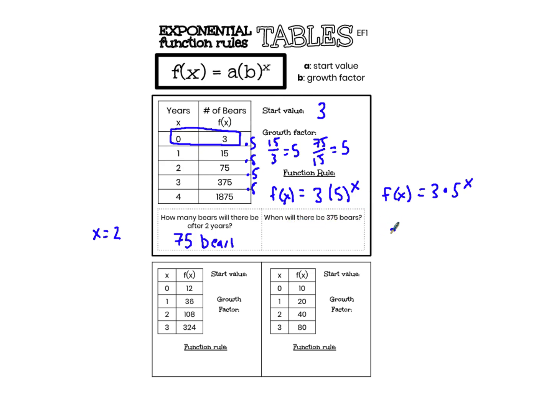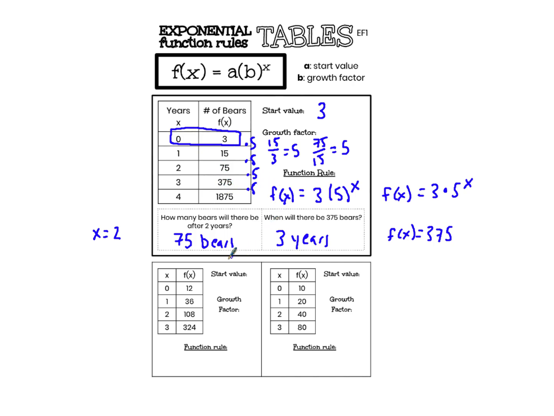I can also be told the value of f of x. So there are 375 bears. Tells me that the value of f of x is 375. And I go to my table and see what is x. X is 3. That tells me that after 3 years, there are 375 bears.